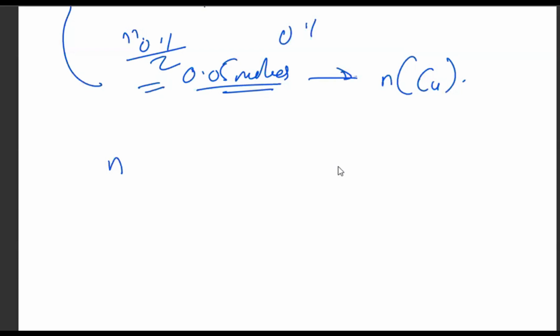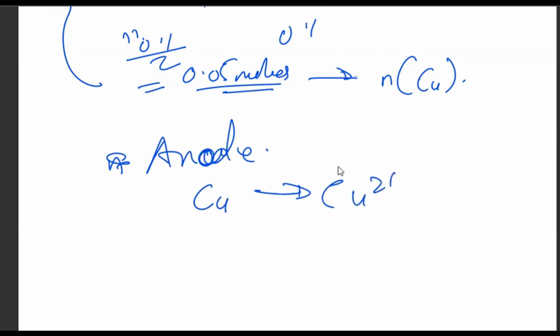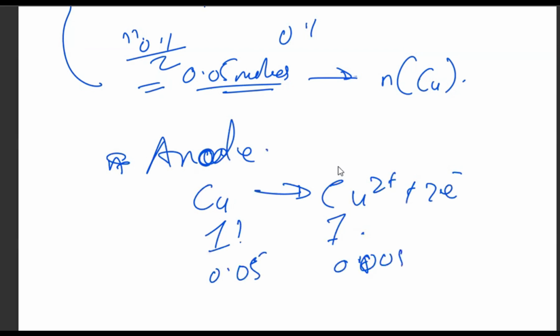So now I come back here and I say the number of moles of copper. Now I'm at the anode. Let me just write it, anode. So it's going to be copper, remember, gives me copper 2 ions plus 2 electrons, isn't it? So 1 mole of this is 1 mole of this. So if the number of moles of copper is 0.05, automatically even this one is going to be 0.05 moles. Are we together?